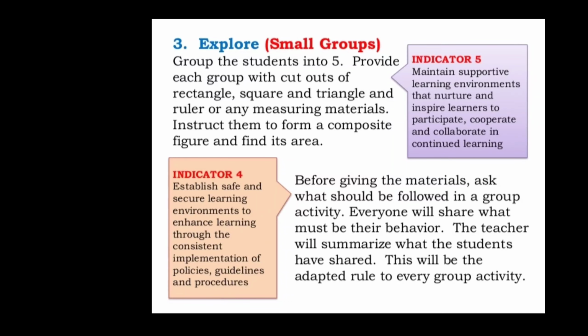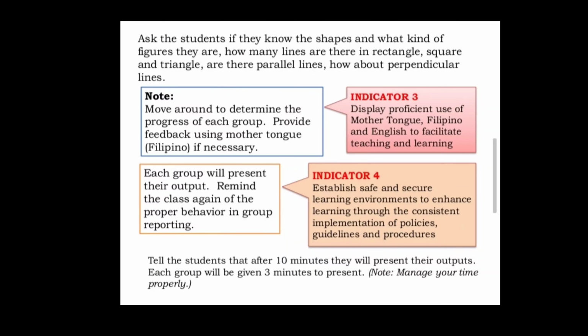Make sure that it is consistent. In this part of the lesson, indicator 3 and indicator 4 are shown again to obtain a higher rating under quality. In order to get a higher rating, you have to consistently implement or show the indicators. Indicator 3 is all about proficient use of mother tongue, Filipino, or English to facilitate teaching and learning, while indicator 4 is all about establishing a safe and secure learning environment. Both indicator 3 and 4 do not need supporting MOV.